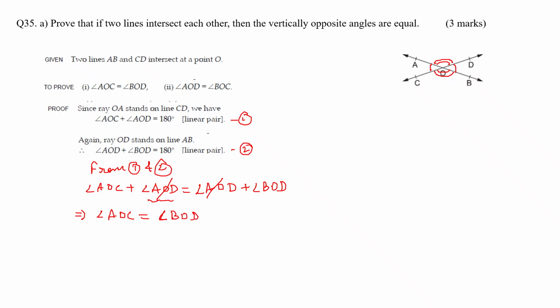Now for the other part, no need to repeat the whole process again. Once you are done with one, after that you just write similarly angle AOD is equal to angle BOC. Now this is a very important proof, so you should know this kind of proof. It will come for a 3-mark question. So whenever it is a proof, you have to write given, to prove, and then you have to start with the proof. Fine. Now moving to B part of this question.